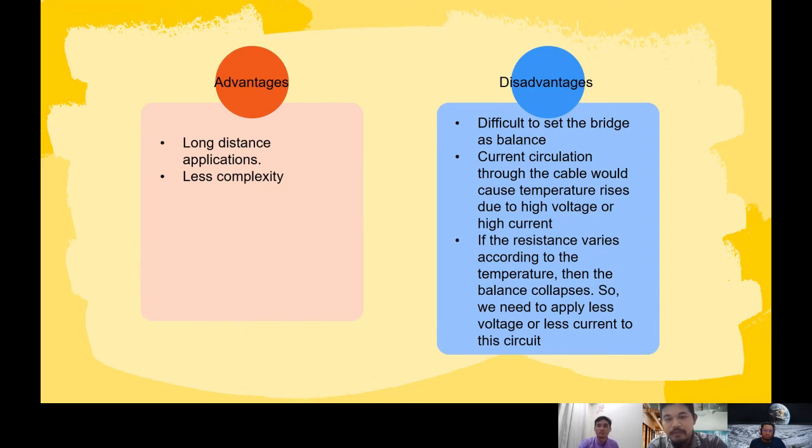So we had to make the galvanometer equal to 0. The current passing through the cable would cause temperature rises due to high voltage or high current. If the resistor varies according to the temperature, then the balance is collapsed. So we need to apply less voltage or less current to these circuits.